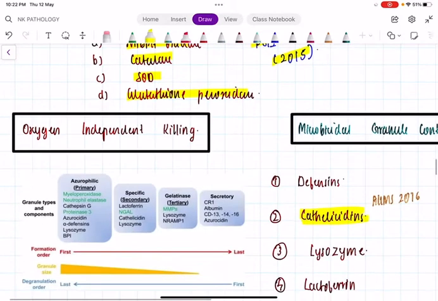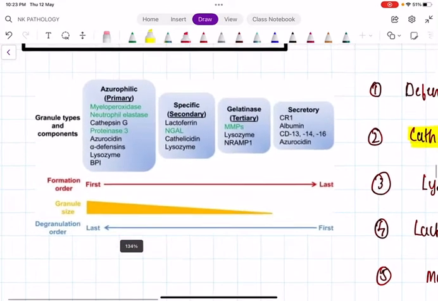But we have something called oxygen independent killing. The oxygen independent killing is because of the granules, the different types of granules which are present within the neutrophils. In that we have primary, secondary and tertiary granules. They will give you a question like: all of the following are primary granules of neutrophils except. So you should remember this list. This is a very important slide.